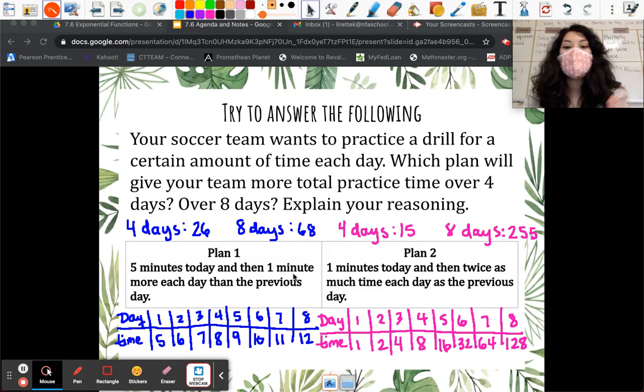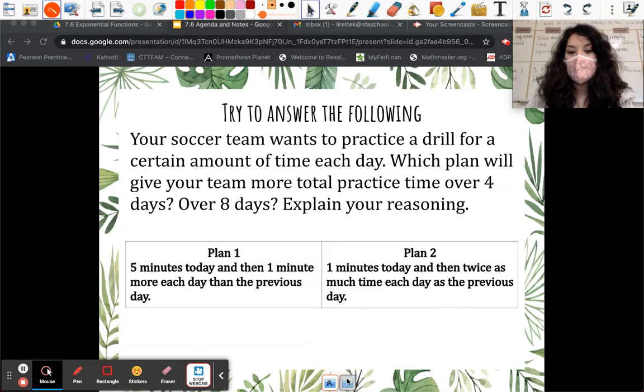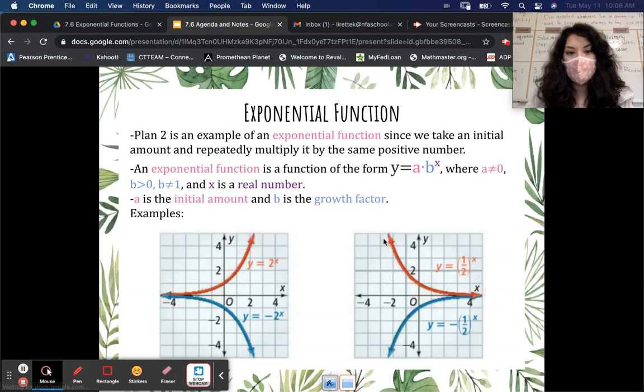So what ends up happening is that plan one exceeds plan two by a little bit for the first 4 days, but then plan two far exceeds plan one as time goes on. It just keeps growing bigger and bigger. Plan two is actually an example of the type of function that we're going to be talking about in this lesson, and that is an exponential function.